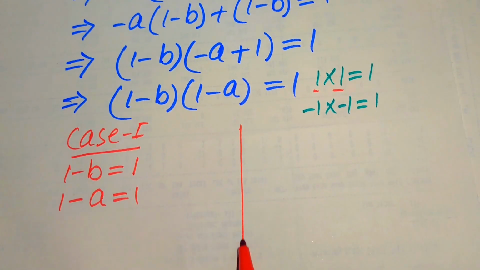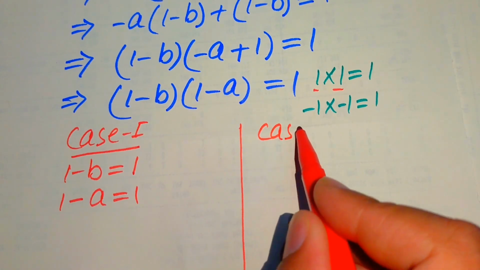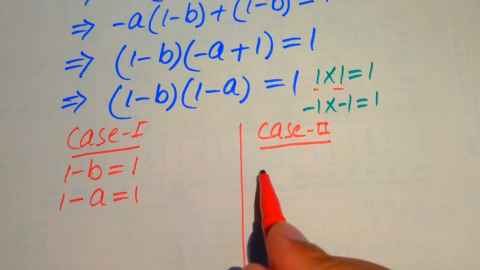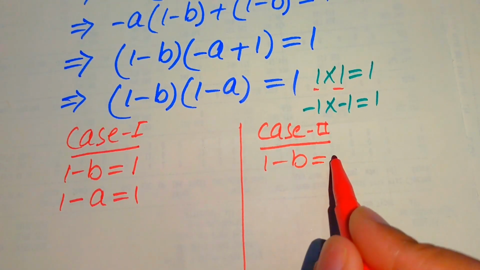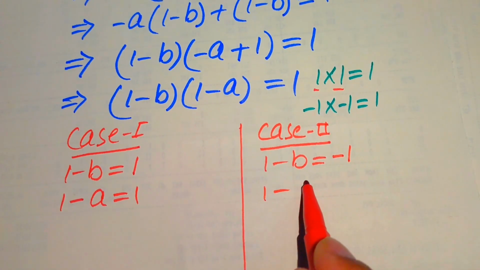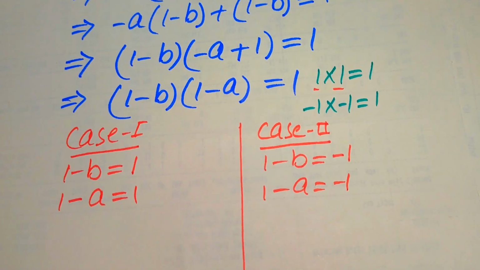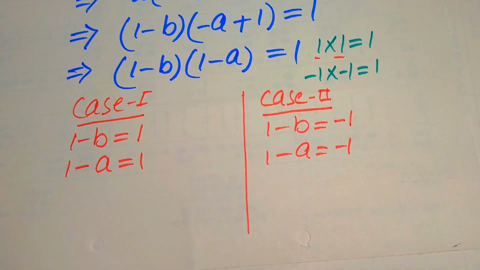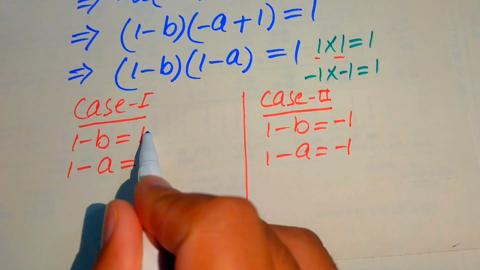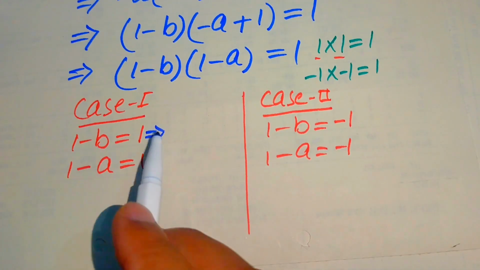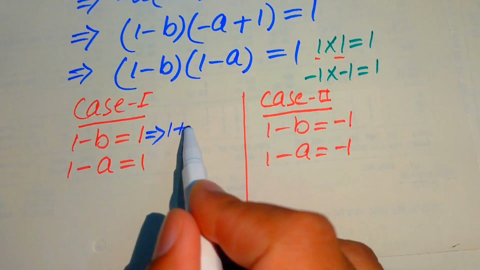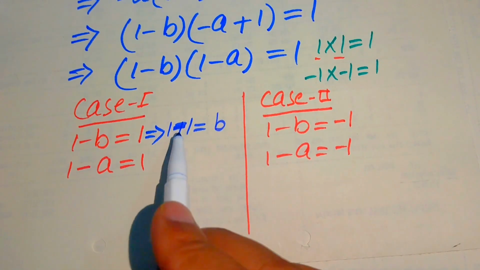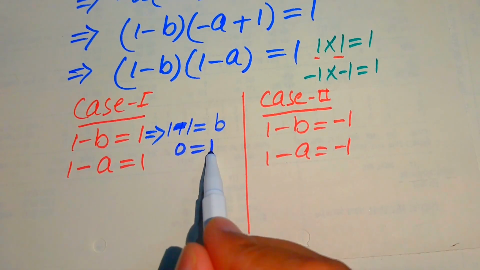And here we write our second case. In the second case we compare both of these two factors with minus 1, and we get 1 minus b equals minus 1, and 1 minus a is also equal to minus 1. From these equations we get the values of a and b. If we focus on this term, here we move minus b to the right hand side, and it will be written as 1 minus 1 equals plus b. So 1 minus 1 becomes 0 equals b.